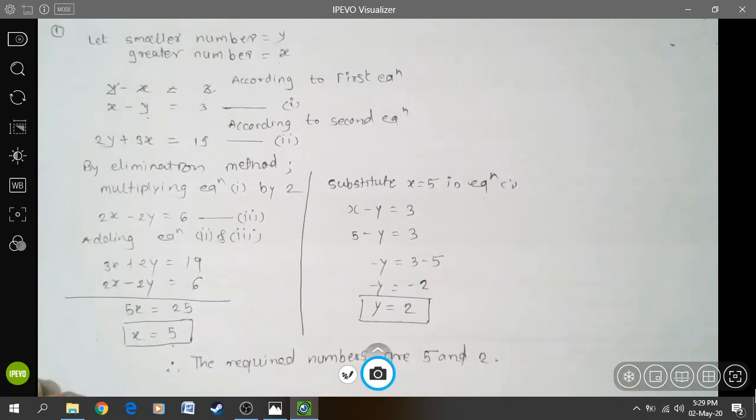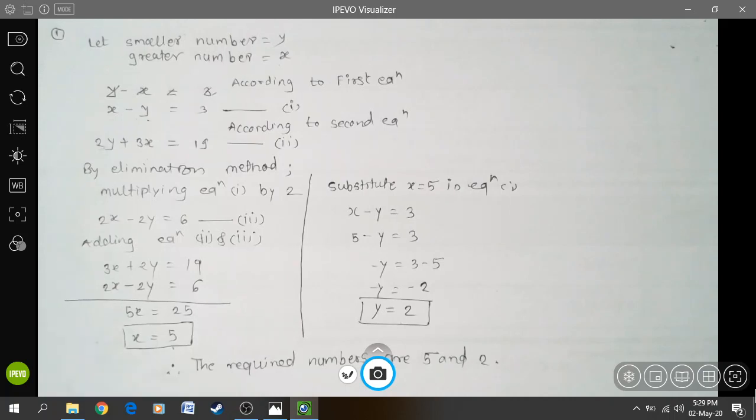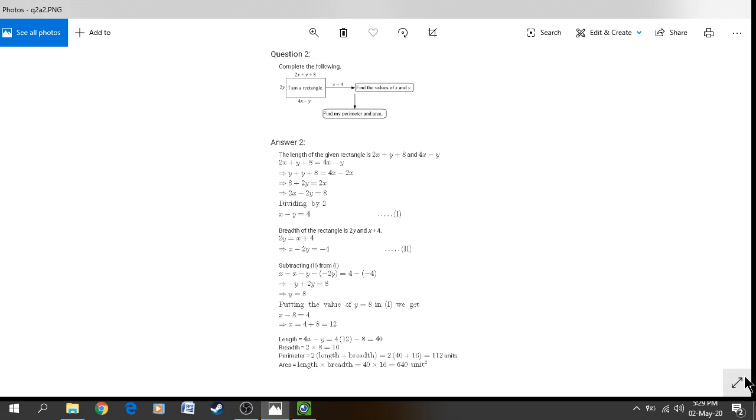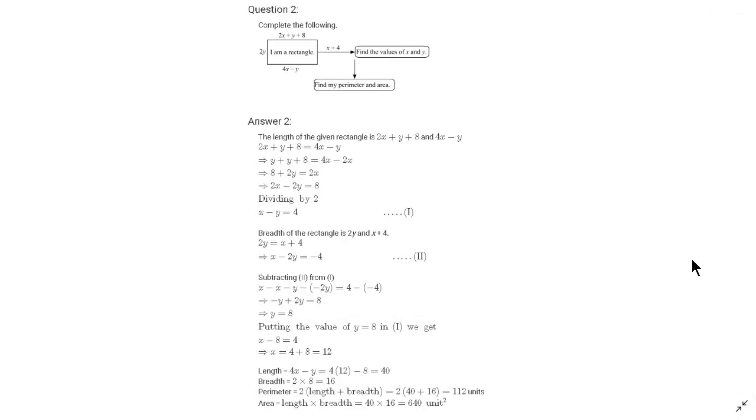This is the way to solve the application of simultaneous equations. Now we will see example number 2. Okay, this is example number 2. What is the question? The question is about completing the following. Complete the following. What is to complete? It is written in the example.